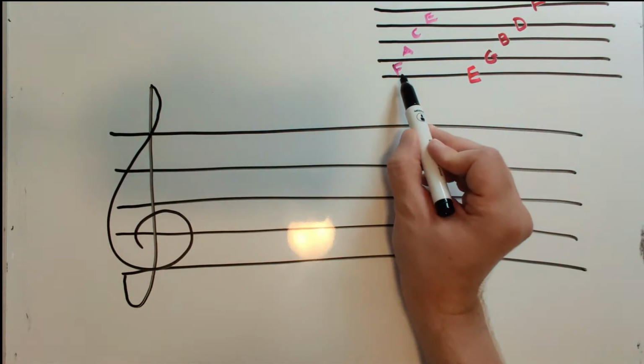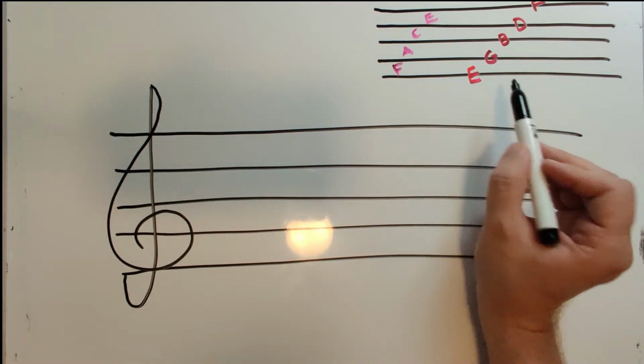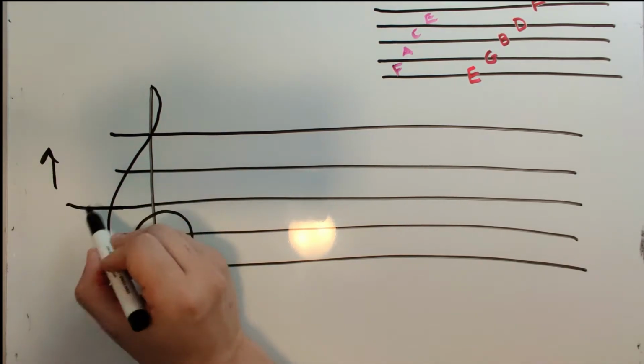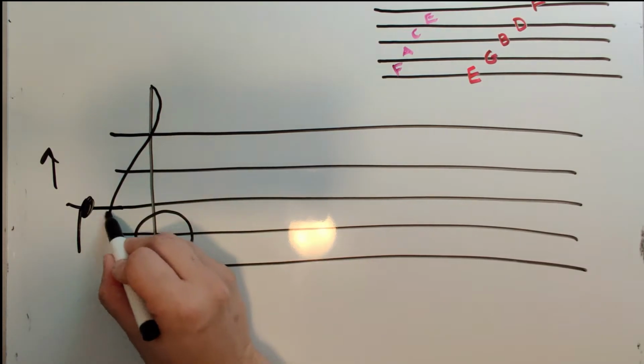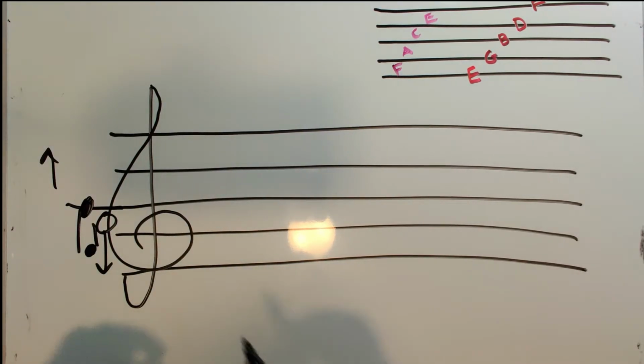Now remember, F-A-C-E is in the space, every good boy does fine is on the lines. And also remember, anything that's on the middle line or higher is going to be line going down. Anything on the second space or lower is going to be lines going up. Okay, so we're going to go ahead and do spaces.